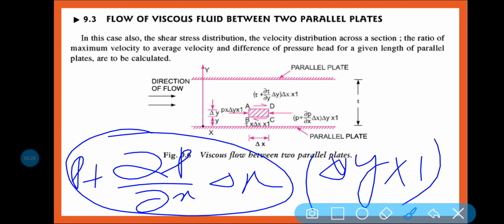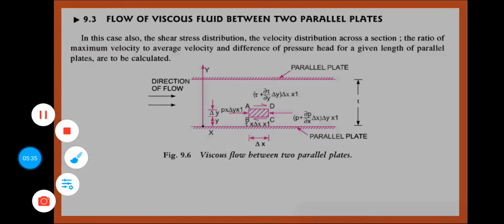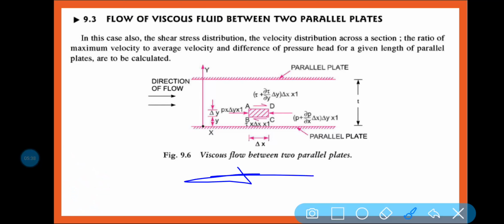Now if it is a small element, then on the face BC there must be some shear force acting in the opposite direction of the flow. Am I right? The shear force is equal to tau into delta x into 1, because the length is delta x and the width is 1.